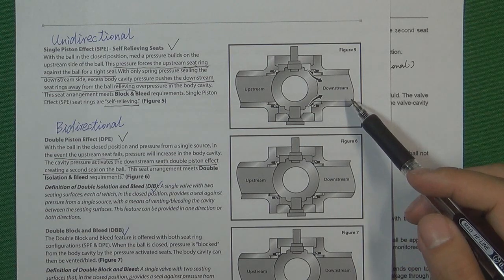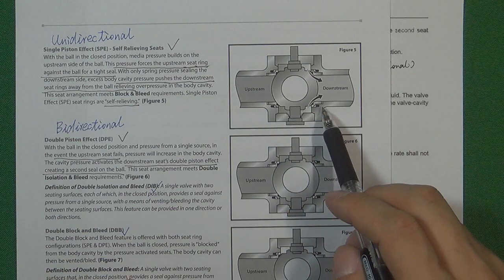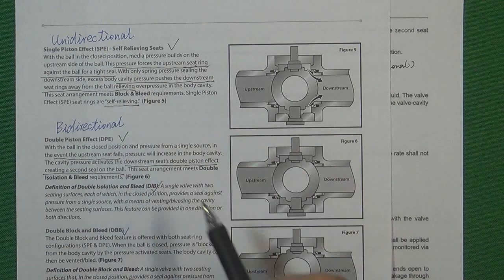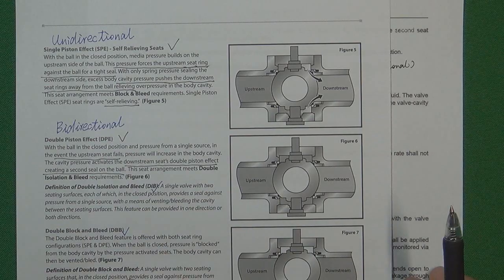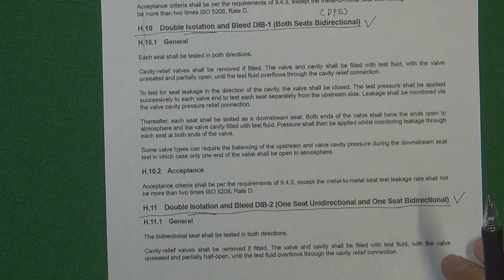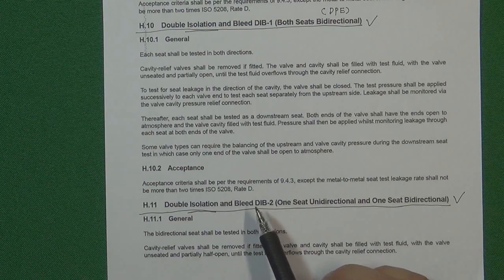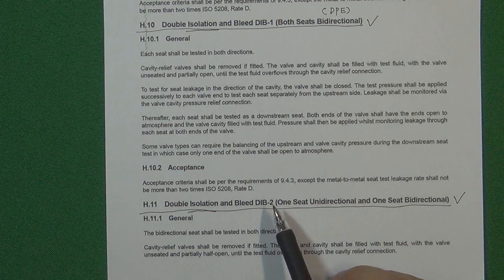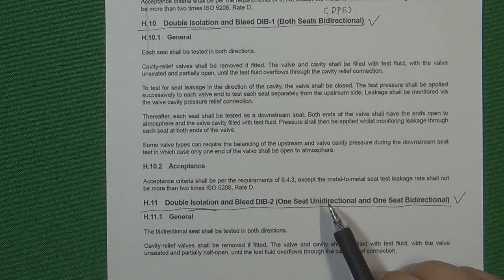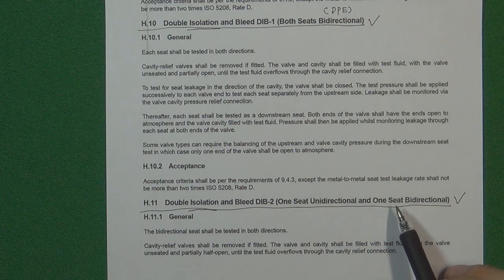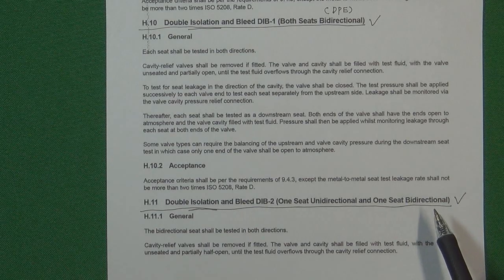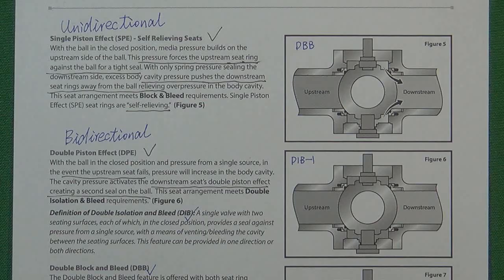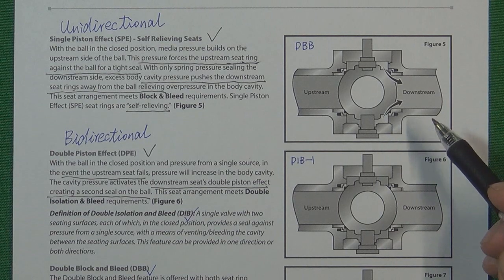The first illustration is about both valve seats being made as SPE seats, and the other one is both sides made as DPE valve seats. But we have one more we didn't talk about, which is DIB type 2, which means one seat is unidirectional and the other seat is bidirectional. So what will happen with this type of valve? To answer that question, we still need to look at this illustration here.